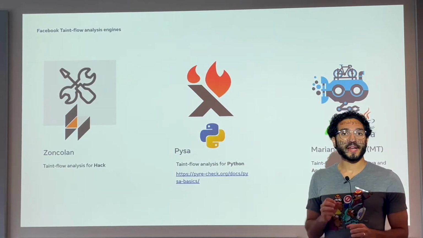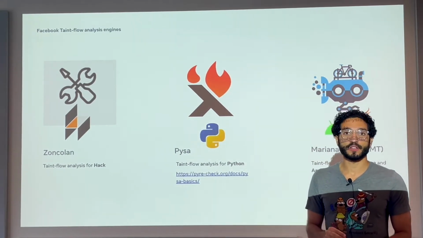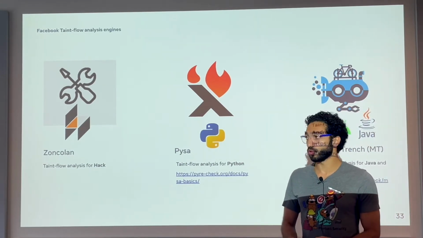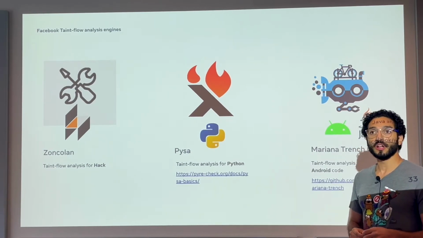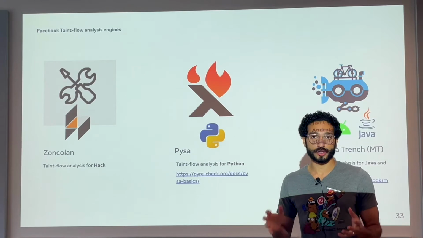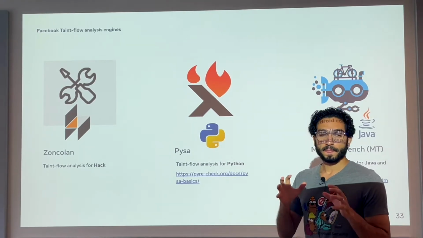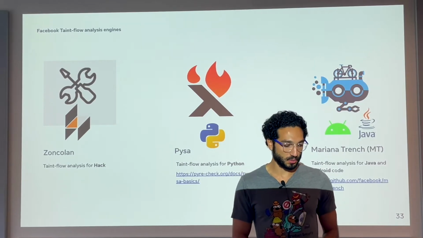Pysa is our static analysis tool for Python. It's open source, it is free, and we use this to scan and protect Instagram.com. Mariana Trench, which is our recently open-sourced taint flow analysis tool for Java and Android code. We use Mariana Trench to analyze our mobile application and our Java backend services. These 3 static analysis tools rely on the same technology that I've just explained to you.